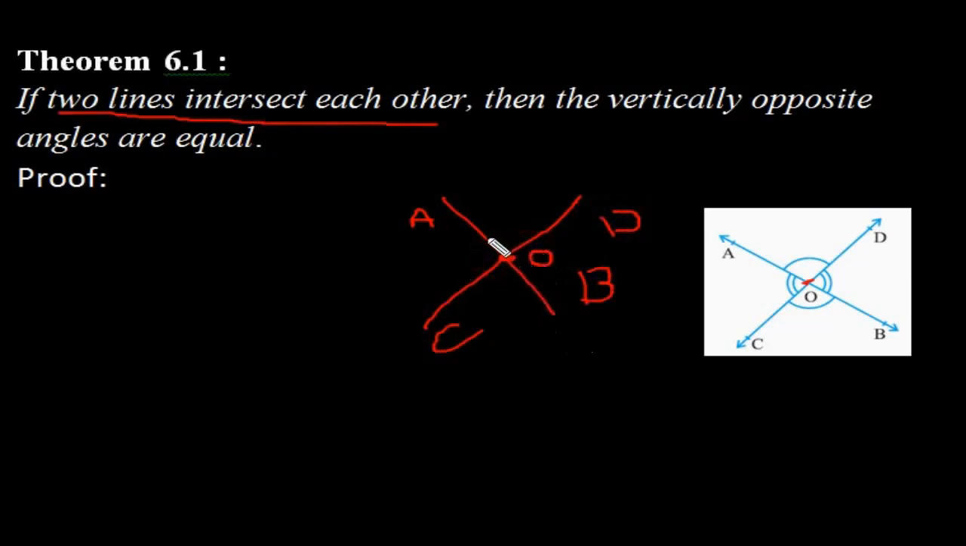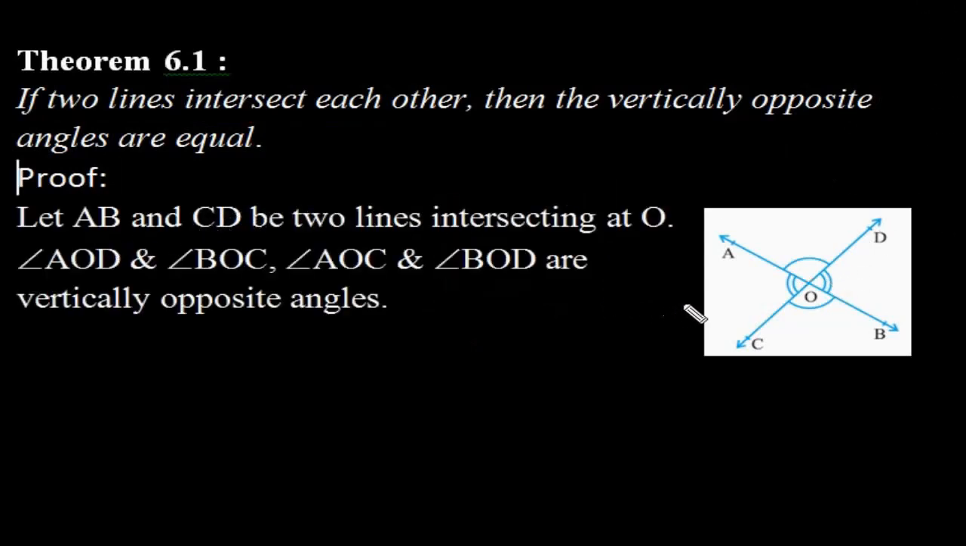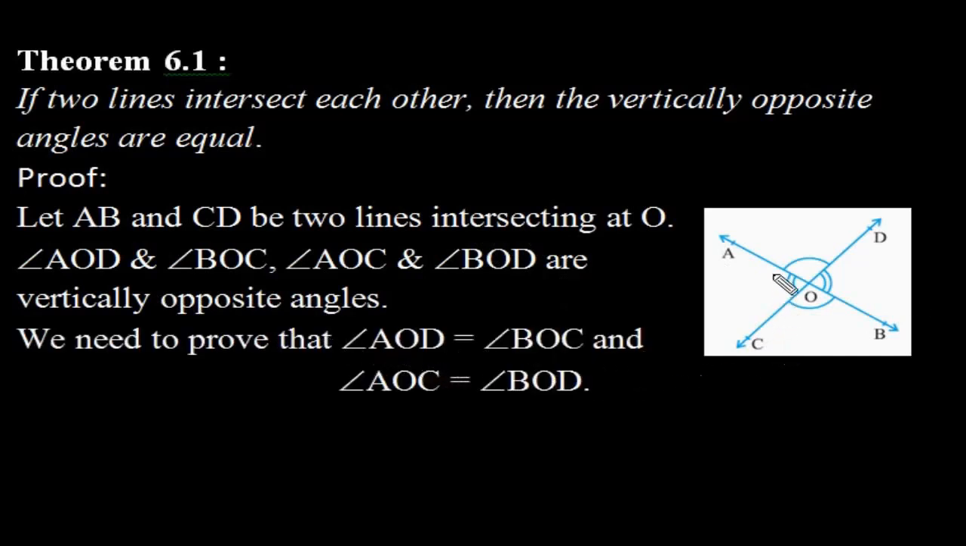And we know which are the vertically opposite angles. These two are vertically opposite angles, and angles 3 and 4 are another pair of vertical angles. Now we have to prove those vertically opposite angles are equal. Let AB and CD be two lines intersecting at O. Now we need to prove that AOD is equal to BOC, that is the first pair, and then AOC and BOD, the second pair. This is what we have to prove.